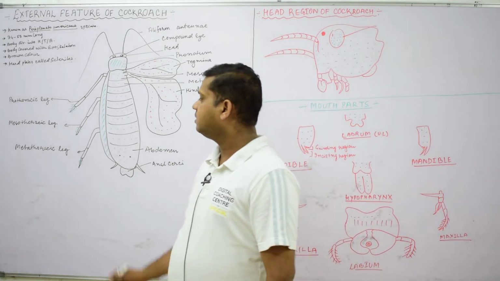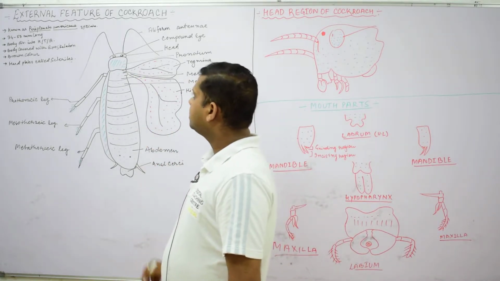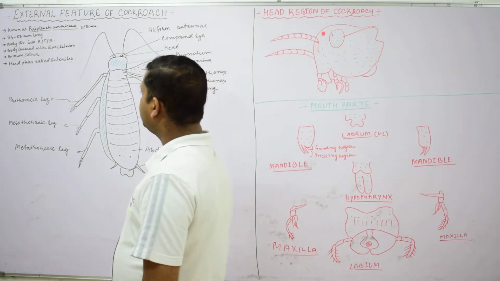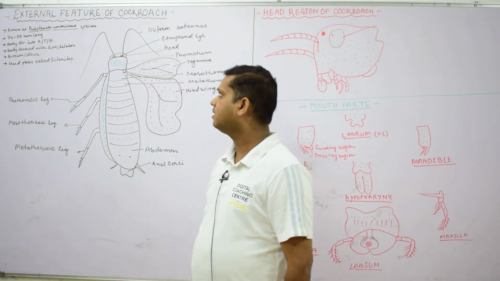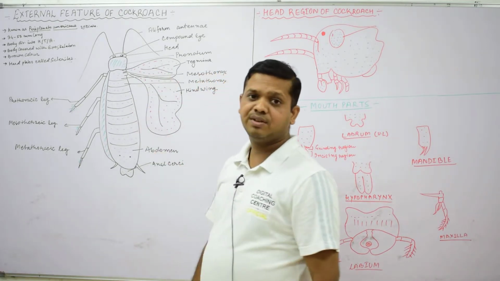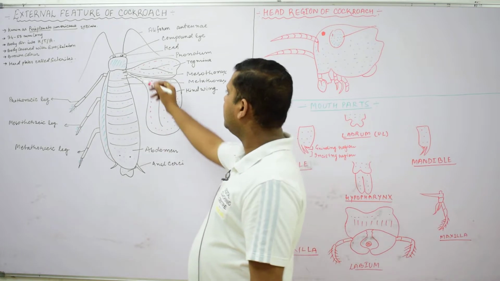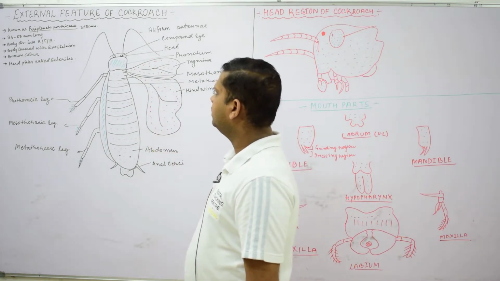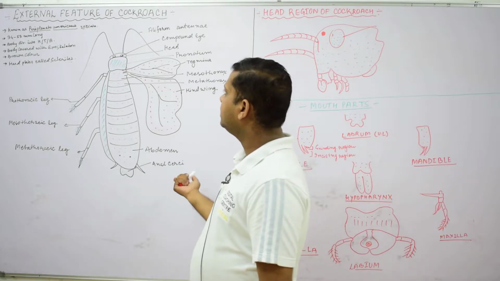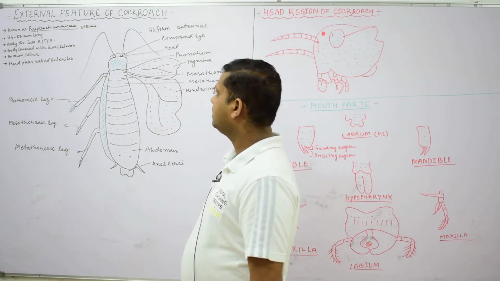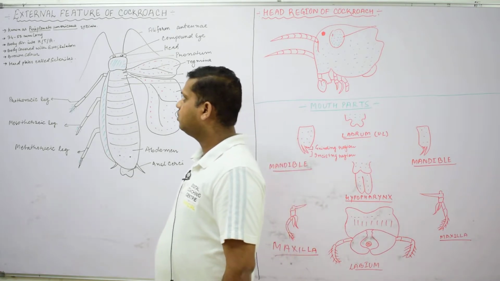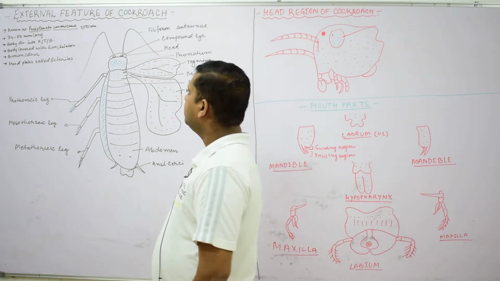Their body length is 34 to 53 mm, and the body is divided into three parts, that is head, thorax and abdomen. The cockroach has two species, Periplaneta americana and Periplaneta blata. The length of the cockroach, as I have told, is 34 to 53 mm.